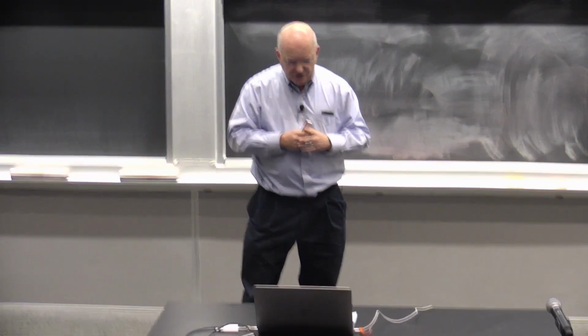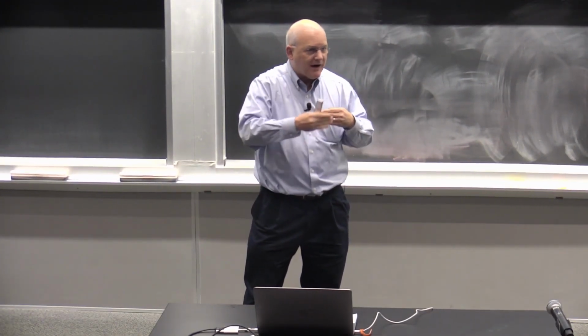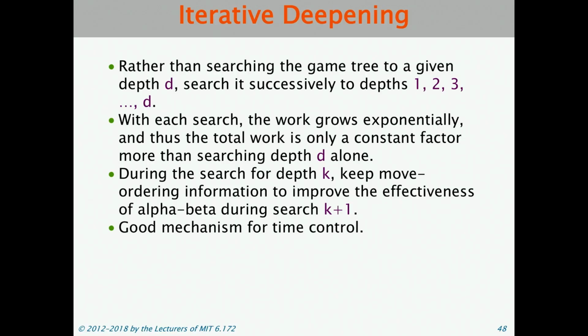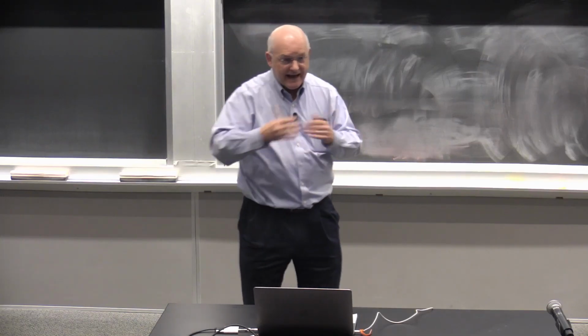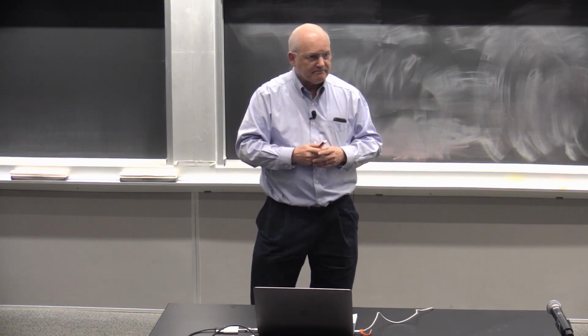And also, as I mentioned, it's a good mechanism for time control. Is that clear? So that's why you bother. It's one of these things that looks like it's redundant. If you're going to search to depth D, why search to depth D minus 1? You're going to do that as part of depth D. Well, no, because you're going to get move ordering information that's going to be really valuable when you search to depth D minus 1, so that when you search to depth D, you've got much better pruning than if you just went straight to depth D and had no information about the move ordering. Does that make sense?